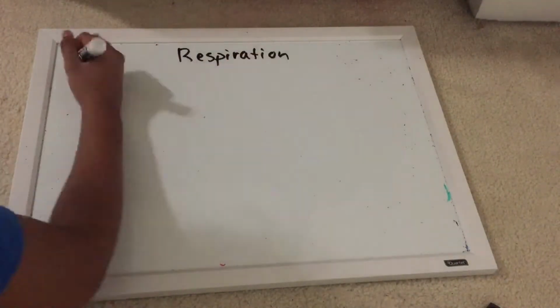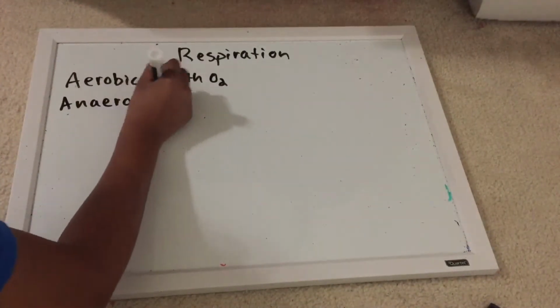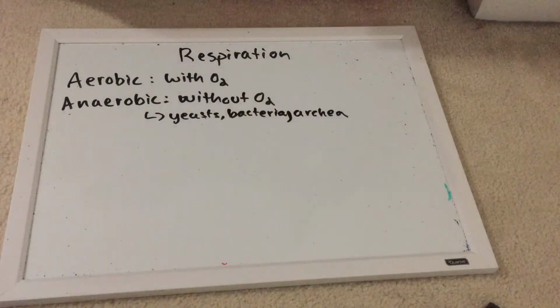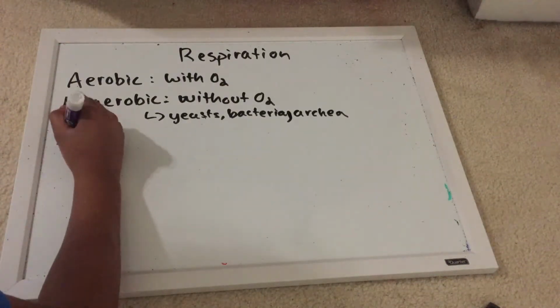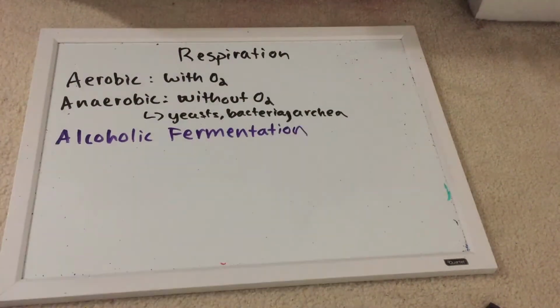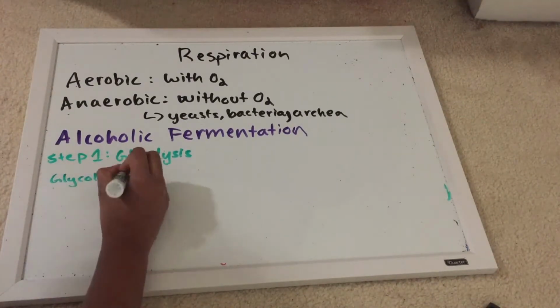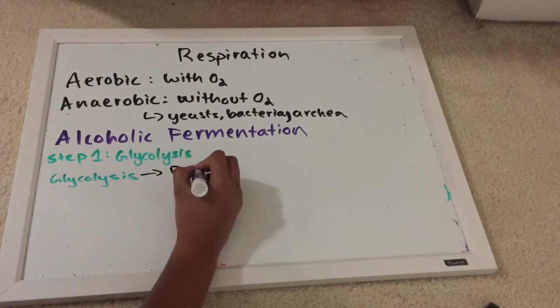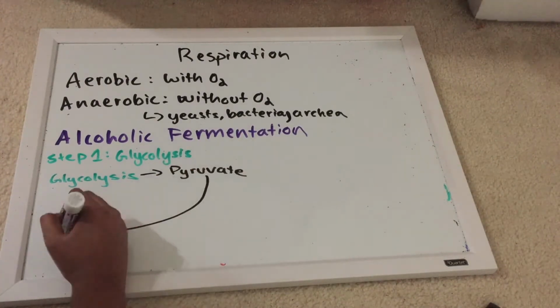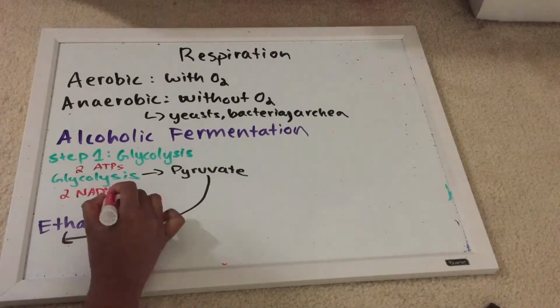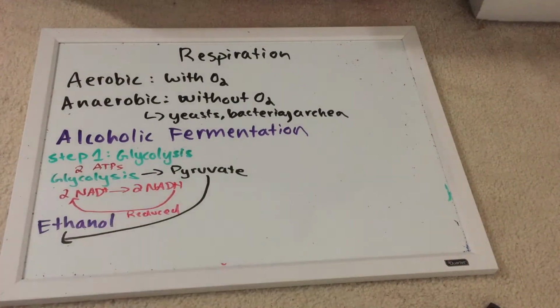Respiration can occur aerobically with oxygen or anaerobically without oxygen, like in yeast, bacteria, and archaea. They don't live in oxygen-rich environments, so they must figure out another way to obtain energy. One way is alcoholic fermentation. In alcoholic fermentation, the same step, glycolysis, is used, because glycolysis can occur without oxygen. Glycolysis produces pyruvate, but then this pyruvate doesn't enter the Krebs cycle, but instead is turned into ethanol. 2 ATP is produced by glycolysis and 2 NADH is produced, but gets recycled back into NAD+. CO2 is released as waste.